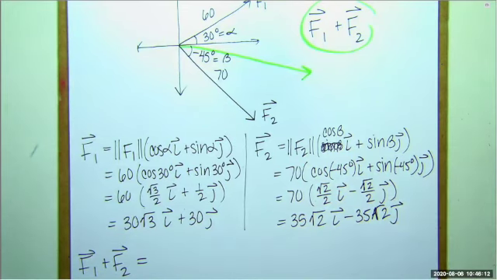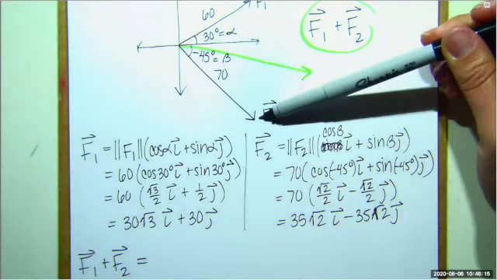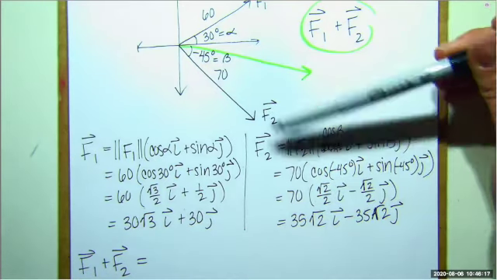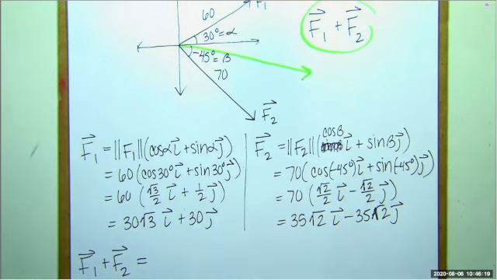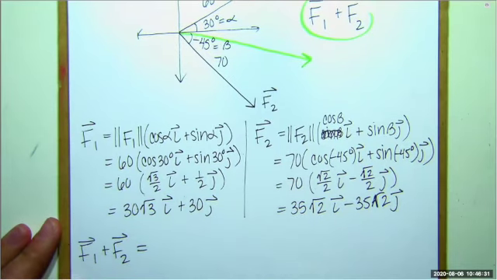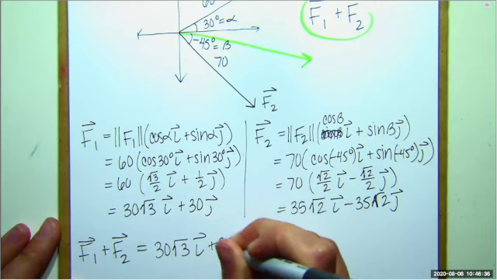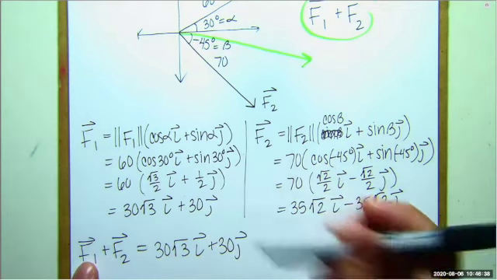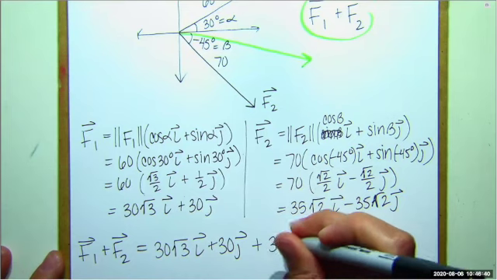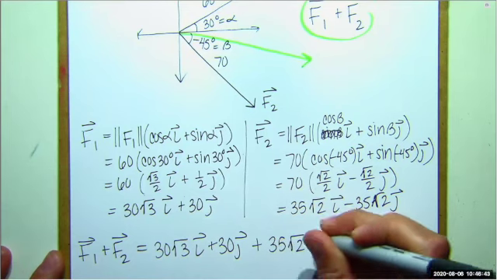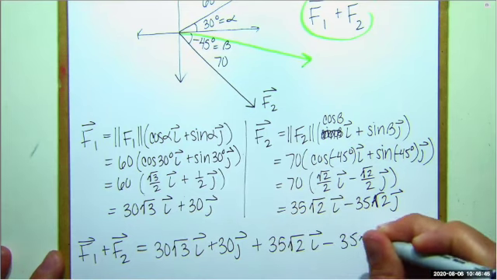We should check that this looks good on our picture. So here's our vector we're looking at. We got that our horizontal component was 35 root 2 and the vertical component was negative 35 root 2. So that's right? We're in the fourth quadrant, so x is positive, y is negative. All right, so force 1 plus force 2, the resultant force, what we want to do is add all of these up. So I'm going to take 30 root 3 i plus 30 j, right? There's force 1, and I'm going to add that to 35 root 2 i minus 35 root 2 j.